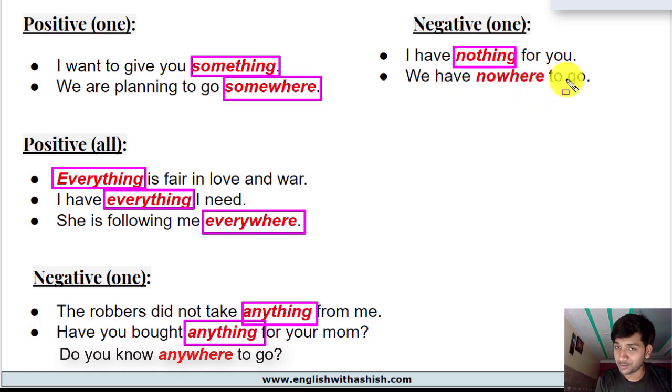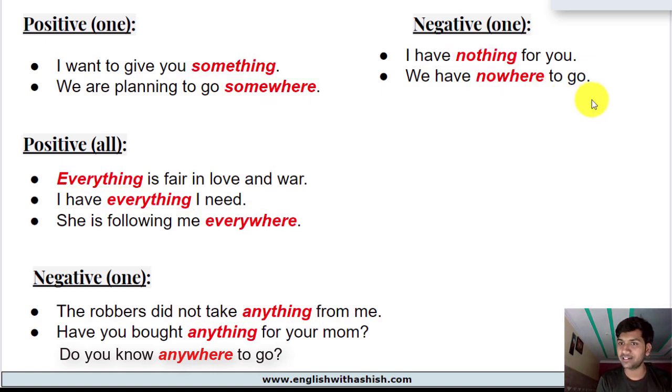We have nowhere to go. We don't have anywhere to go, or we have nowhere to go. When I say we do not have anywhere to go, that's a negative sentence, right? We have nowhere to go, that's a positive sentence, but it's giving a negative connotation, right? So these are the most common singular indefinite pronouns.